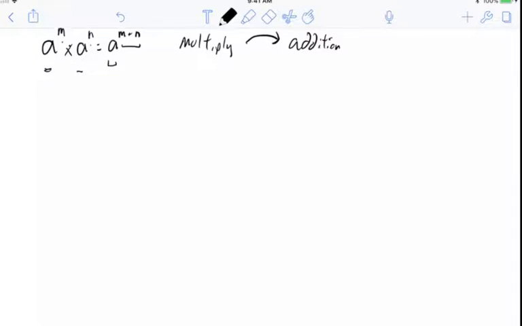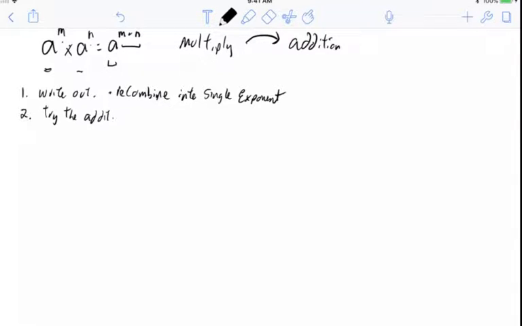So why don't you try a couple of these? 2 to the 4 times 2 to the 3. Okay, here's what I want you to do. Write out and combine. Recombine into single exponent. And then try the addition trick. Like I said, we're walking before we're running, so 2 to the 4 times 2 to the 3, write this out.